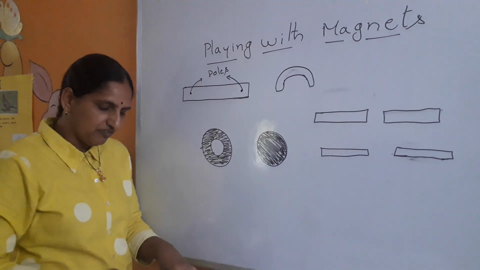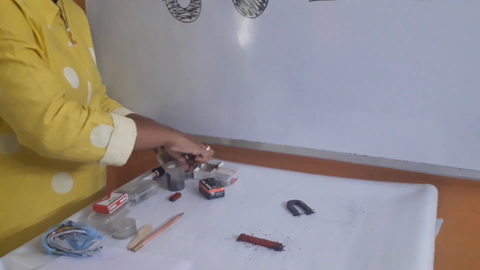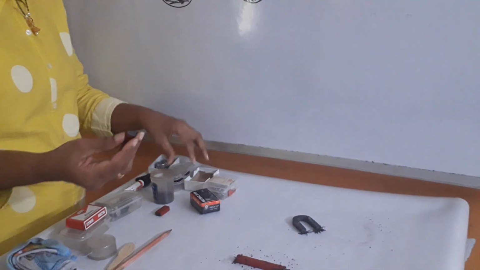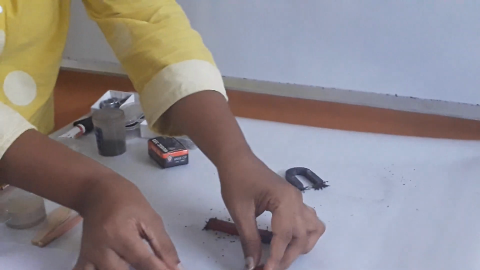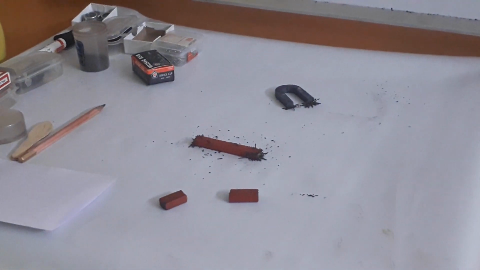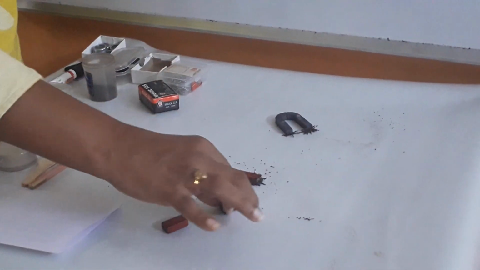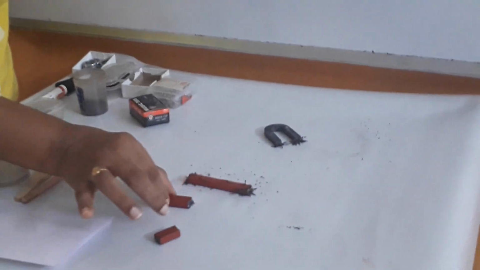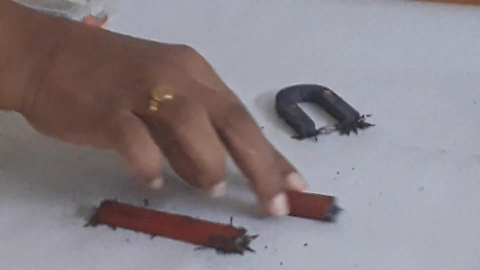Okay, suppose a magnet is broken into pieces. I have a magnet which is broken into pieces. This is my magnet. So now let me break it. Yes. Now you may be surprised to see that even this has magnetic properties. See? Yes. It is cleaning all the iron dust from here.